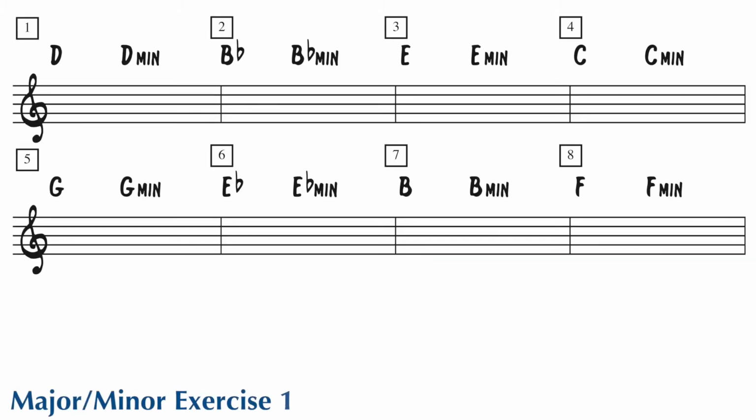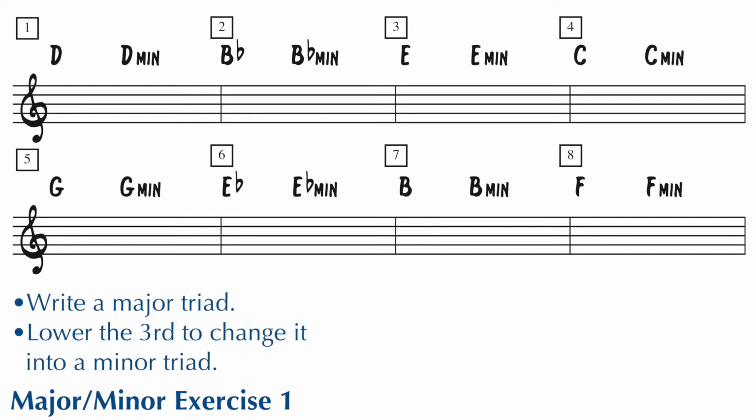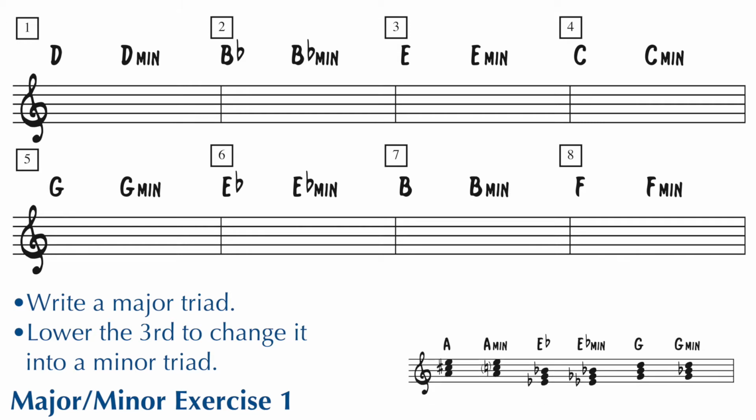At the top of page 49, we have this major minor chord exercise number 1. Your job is to write each chord in root position. You'll write the major triad first, and then you convert the major triad into a minor triad by lowering the third a half step. If the third of the major chord is a sharp note, you're going to lower it by changing it to a natural. And if the third of the major chord is a natural, you're going to lower it by adding a flat.